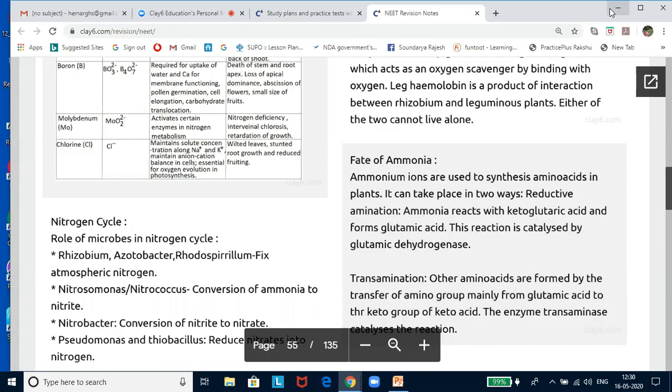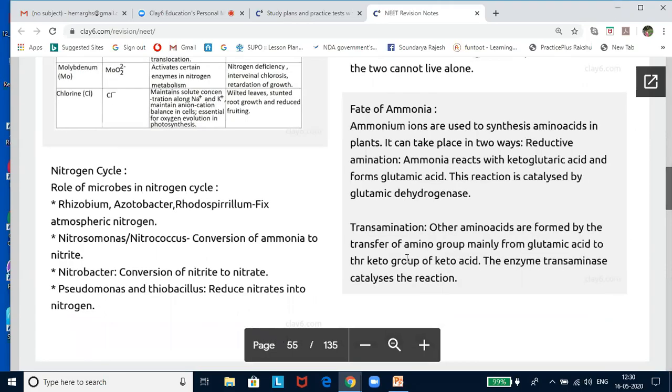Now let us get into the nitrogen cycle. So you know that nitrogen is the main constituent of amino acids, proteins, hormones, chlorophylls and many of the vitamins. Nitrogen exists as two nitrogen atoms joined together by a triple covalent bond. The process of conversion of nitrogen to ammonia is termed nitrogen fixation.